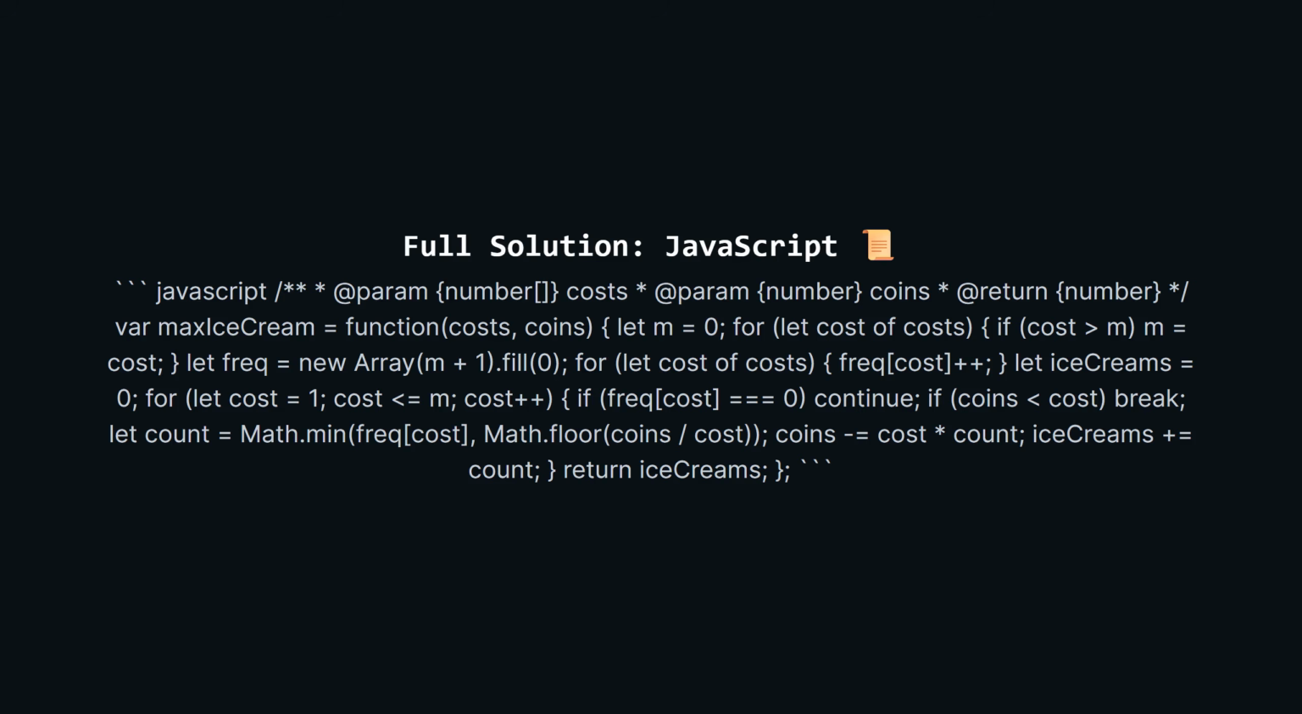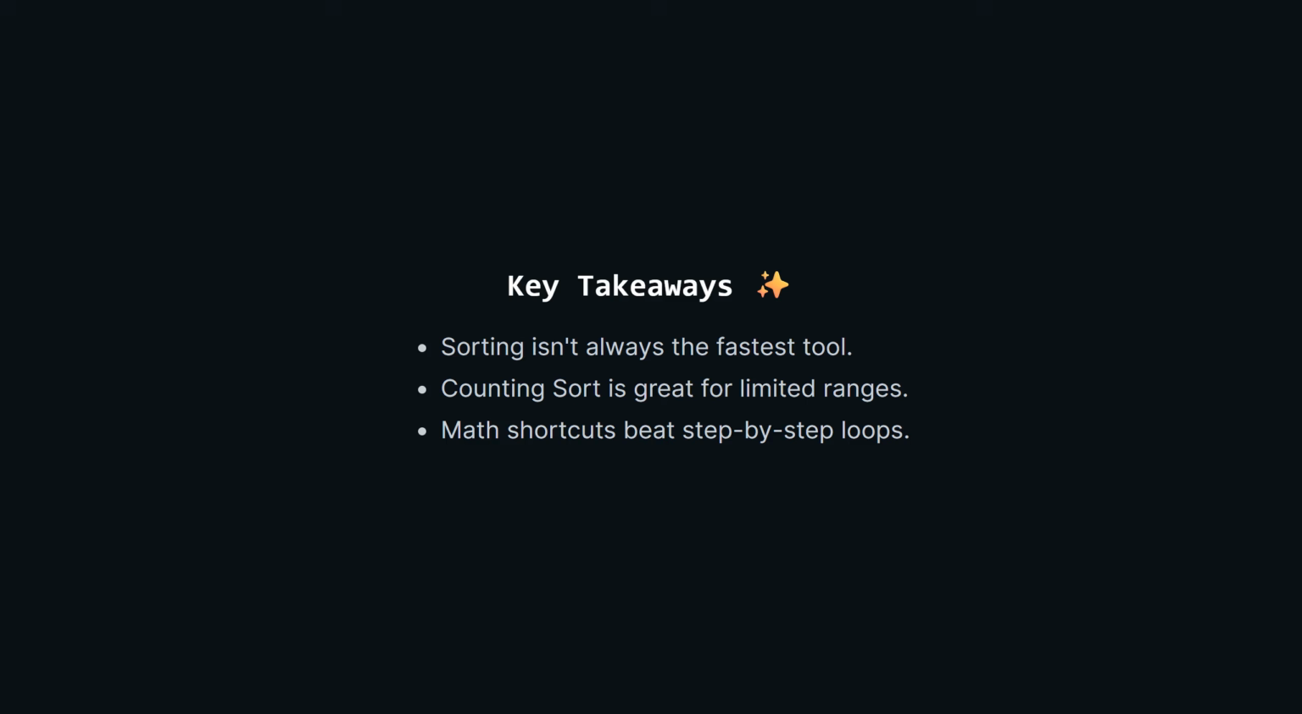For our complexity, the time is order n plus m, where n is the number of prices and m is the highest price value. The space is order m, because the size of our frequency list depends on that highest price. Let's quickly go over the solutions in a few other popular languages. Again, all of these are readily available to copy on the website.